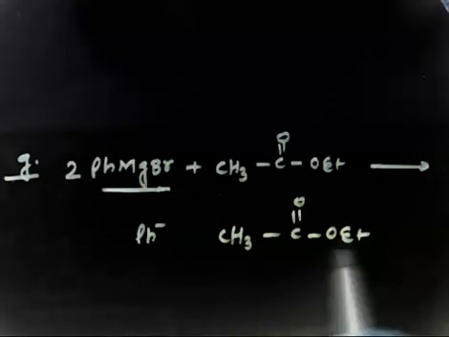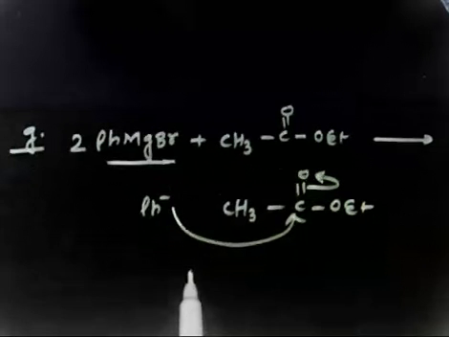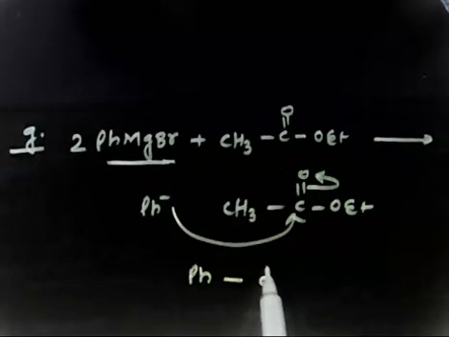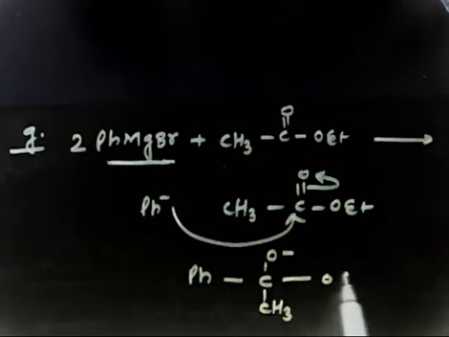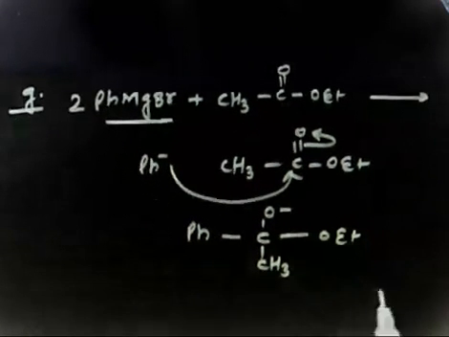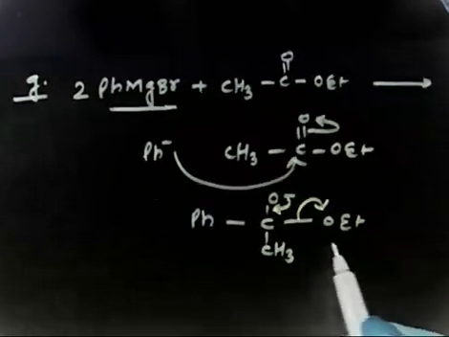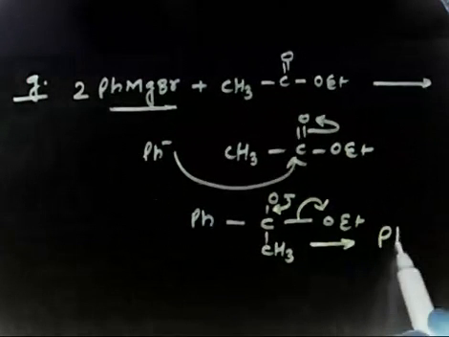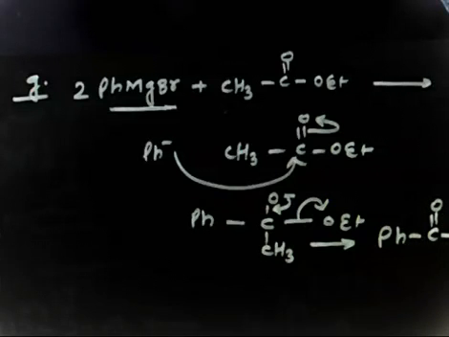Yeah, so now you will have Ph minus, with CH3COOEt. So this will attack here, this opens up, so you will have PhCO minus CH3, here you will have OEt. Now OEt can act as a good leaving group, so this comes back, this goes out, so you will have PhCOCH3. Are you getting?